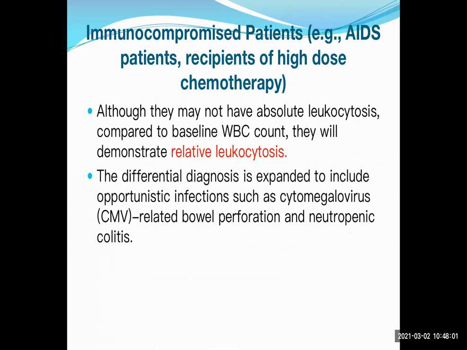What about an immunocompromised patient, like AIDS or recipients of high-dose chemotherapy or after organ transplantation? Similar to the very old population. They are immunocompromised, so the signs of inflammation may not be that much. The absolute leukocytosis may not be that much, so a high index of suspicion is again required. Otherwise, they may present with perforation and complication quite early.